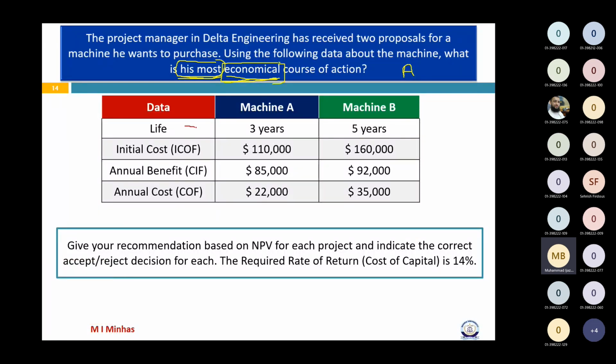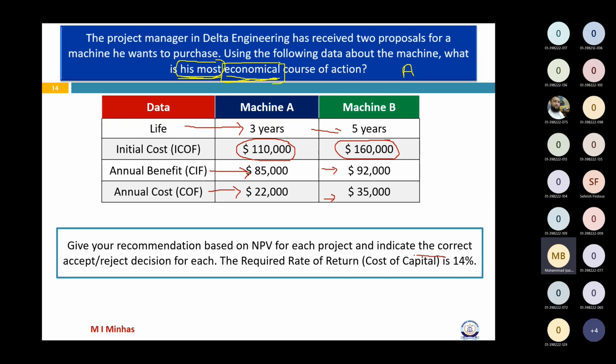The life of the first machine is 3 years, and the life of the second machine is 5 years. This is one thing. Secondly, look at the difference in the initial investments. The initial investment required for the first project, that is machine A, is 110,000, sorry, 110,000. And the second one is $160,000. So this is the initial investment required for the second machine. Then the annual benefit of the first machine is 85,000 and the annual cost of the first machine is 22,000. And for the second one it is 92,000 and 35,000.